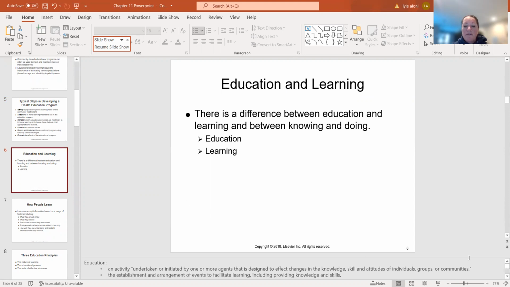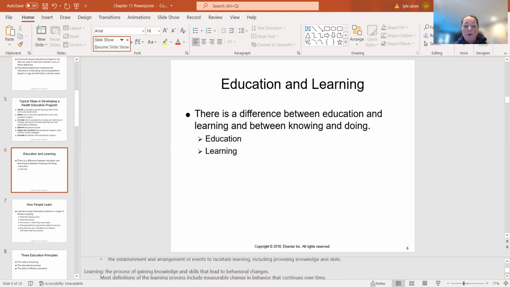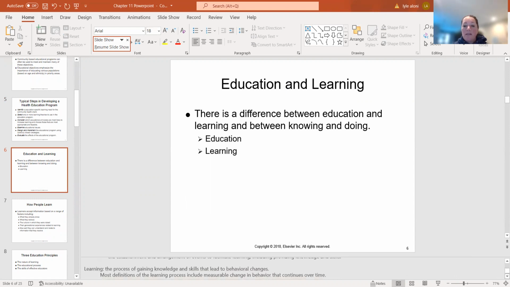I want you to know there is a difference between education and learning. Education is an activity that's taken to create effects or changes in the knowledge base of a group or community, where learning is going to be the process of gaining knowledge and skills. So most definitions of the learning process are going to include measuring changes in behavior that happen over time.